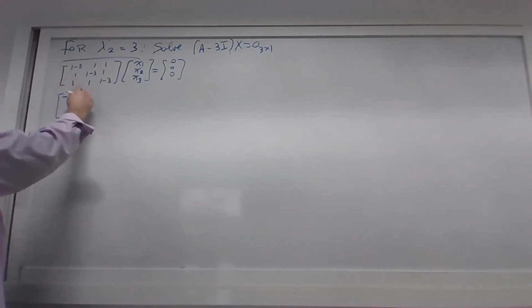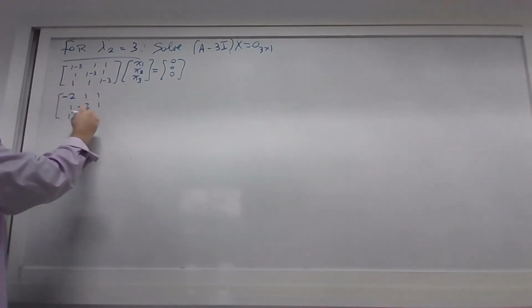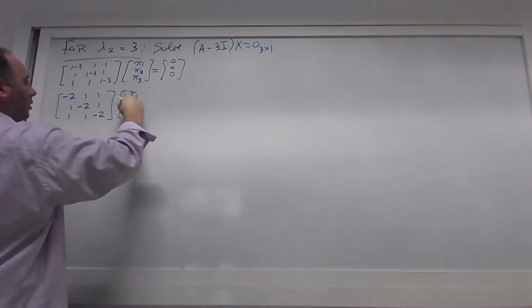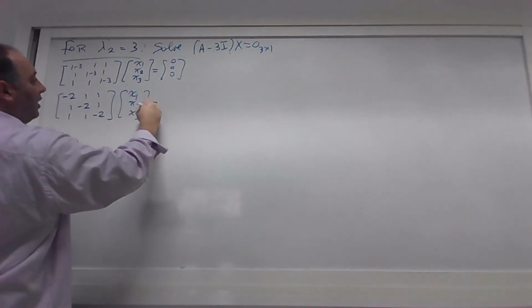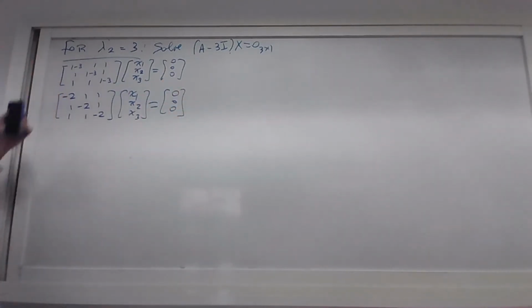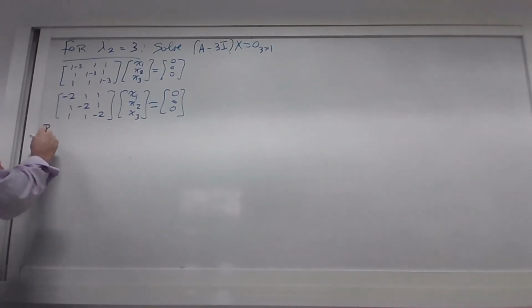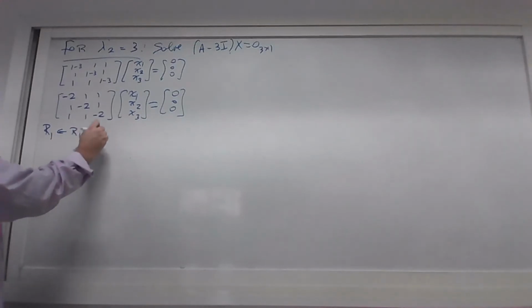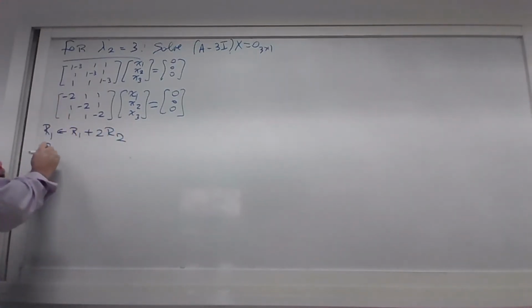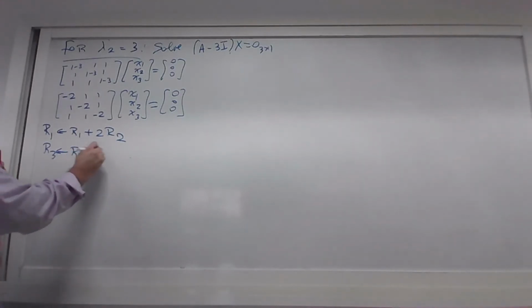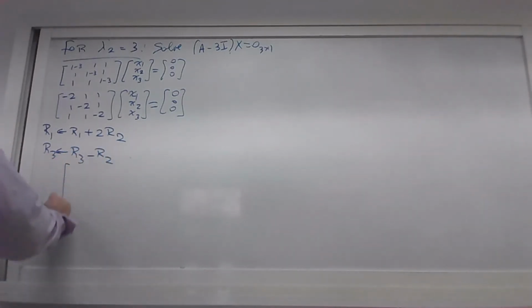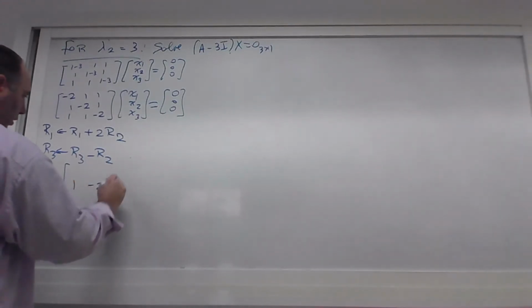So this is negative 2, negative 2, negative 2 on the diagonal. We will have one free variable, which means one of these equations is useless. I don't know which one, but one of them. So we could do some work to kill some of these entries. Let's say row 1, replace row 1 by row 1 plus 2 times row 2, and row 3, replace it by row 3 minus row 2. So I'm going to work with row 2 as a basis.